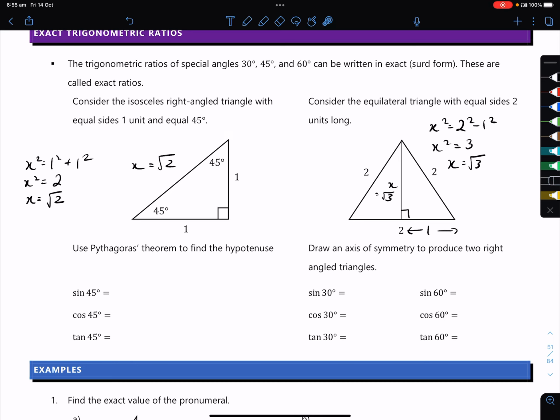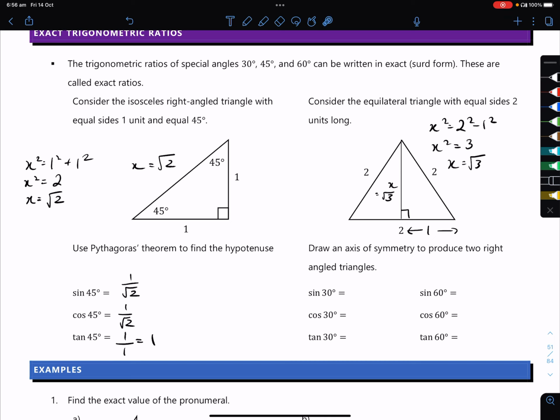Okay, so sine 45, according to this triangle, using any of the 45s there, will be opposite, just 1, over a hypotenuse, which is root 2. Okay, cosine of 45 degrees, using that angle again, will be adjacent, which is 1, over the hypotenuse of root 2. Tan 45 is opposite over adjacent, so that's 1 over 1, which is simply 1.